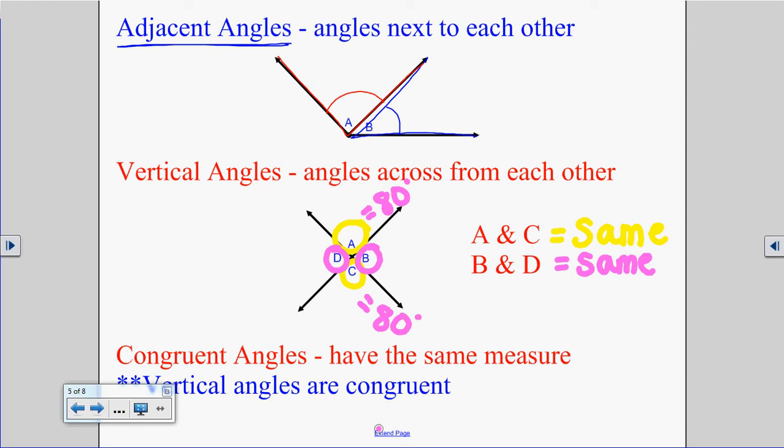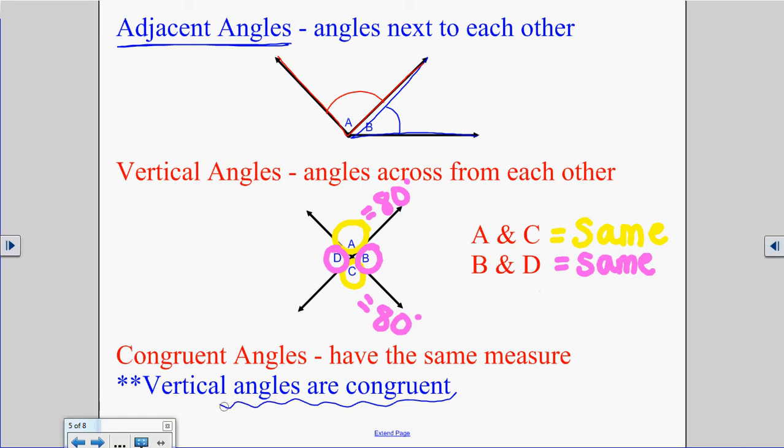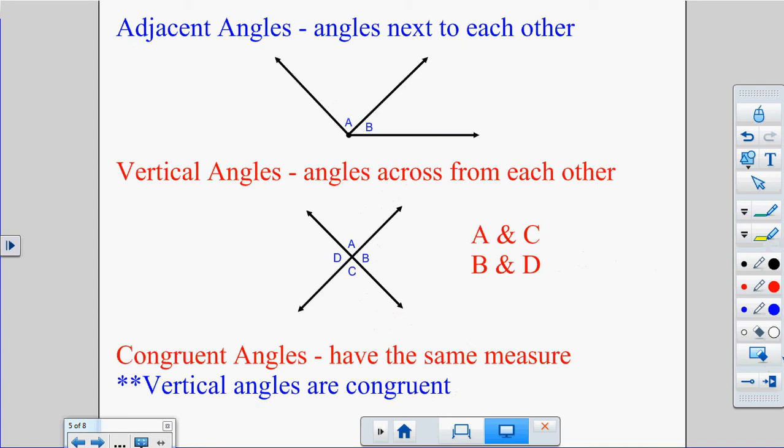Congruent angles have the same measure. So, like when I was just saying that these are the same, A and C are congruent, and B and D are congruent because vertical angles are congruent. Congruent just means that they are the same. There's another word for same. Congruent.